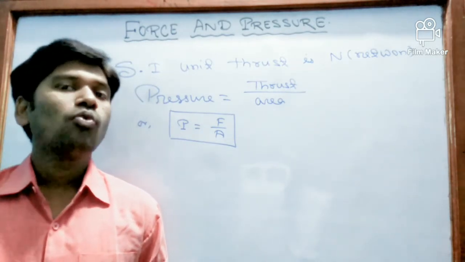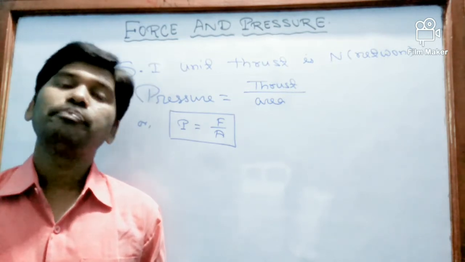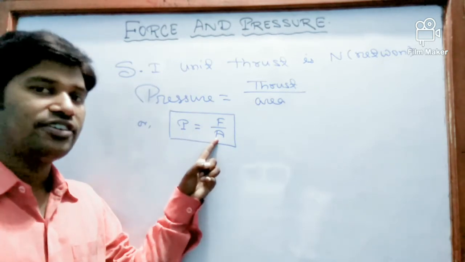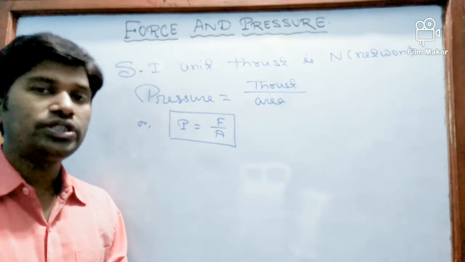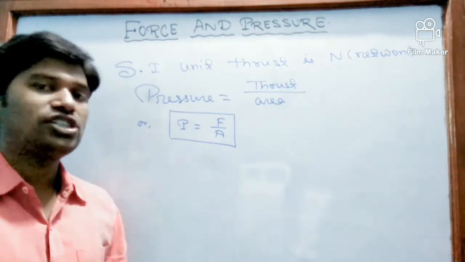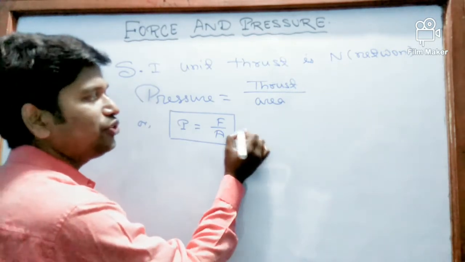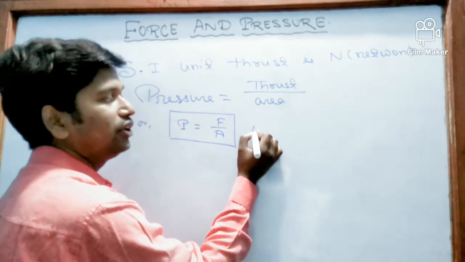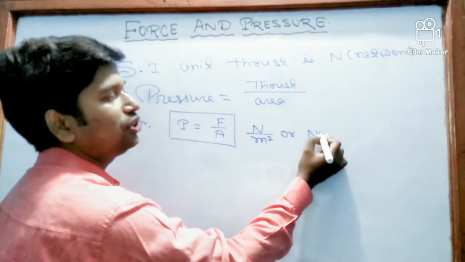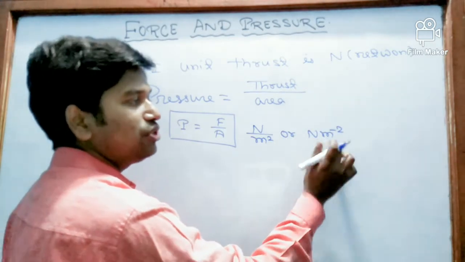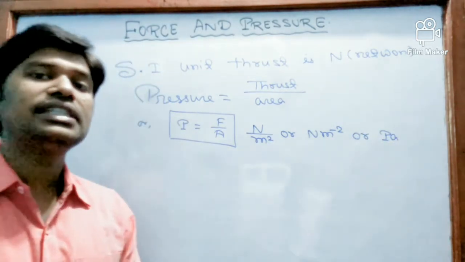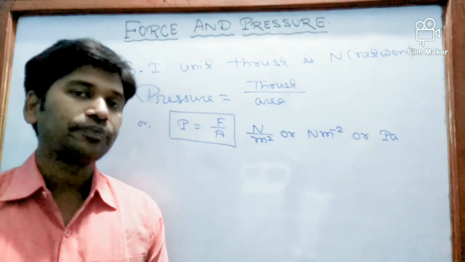Now let us see what is the SI unit of pressure. As pressure is equal to force by area, force is measured in Newton and area is measured in meter square. So the SI unit of pressure will be Newton per meter square, and Newton per meter square is also called Pascal. So Pascal is the SI unit of pressure.